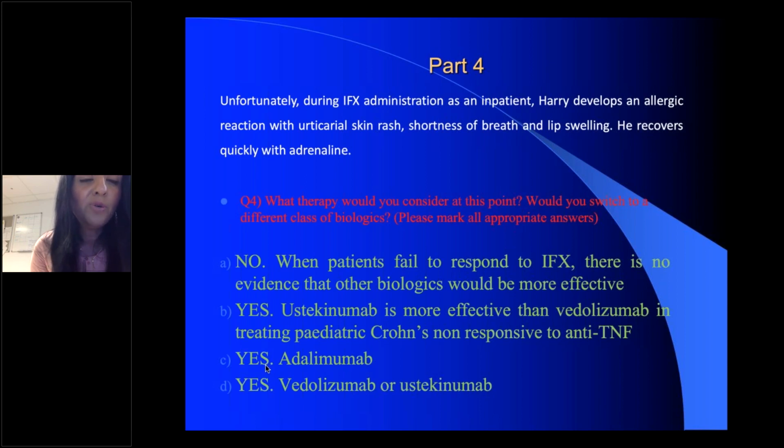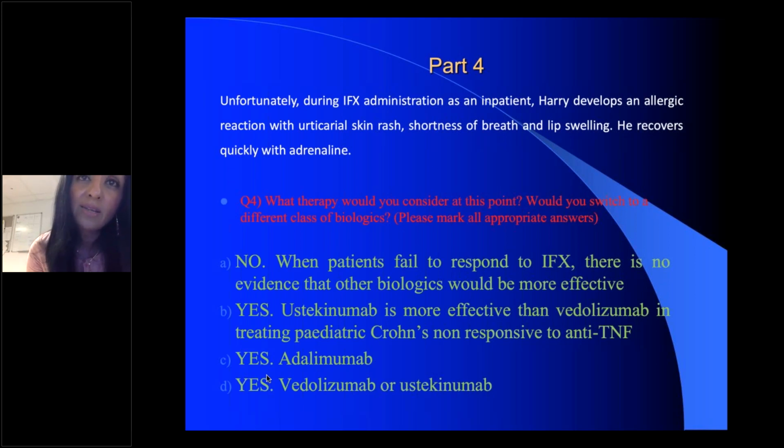Now, for those of you who went for B, I would say that's not quite right, because I've put here ustekinumab is more effective than vedolizumab in treating pediatric Crohn's non-responsive to anti-TNF. Actually, to date, there are no head-to-head trials comparing the effectiveness of ustekinumab and vedolizumab, so there's no formal recommendation at present to support the use of one drug over the other. So I would say B is no.